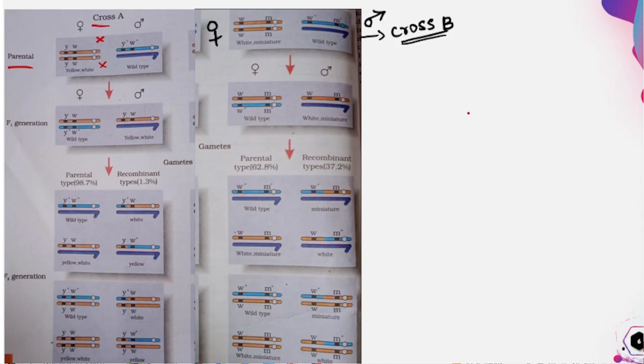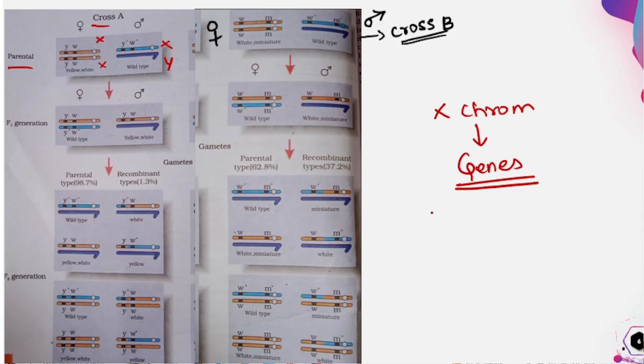Actually, what happened is, while studying, Morgan found that the X chromosome contains the genes. The X chromosome contains the genes responsible for eye color and so on, but the Y chromosome here will not contain them. This is the X chromosome, this is the Y chromosome.